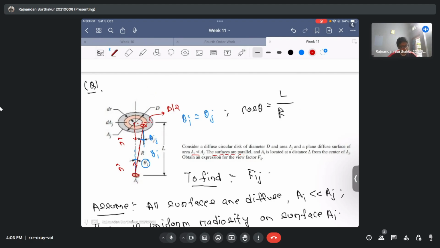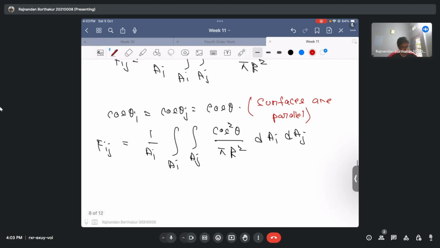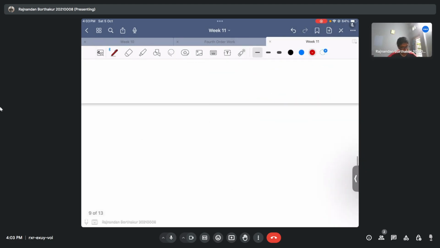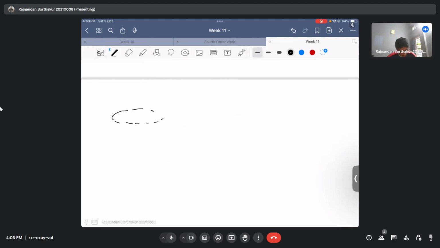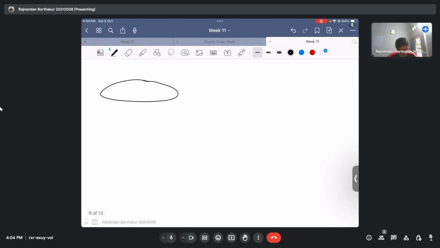Or in other words, I'll make things clear. What basically is this cos theta? So I have a disk here. Let's draw it in a better way. I have a disk here of this form, and I have a small parallel area of this form, and the center to center distance is given as L.